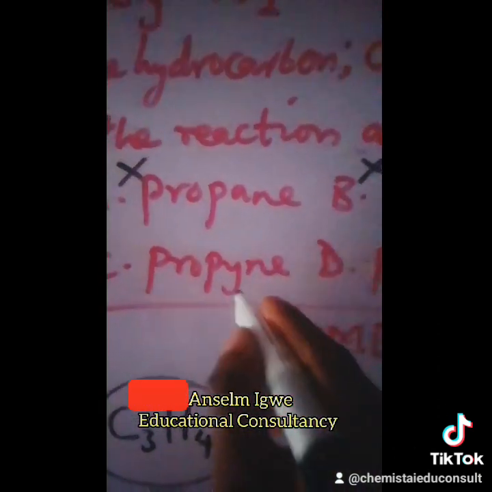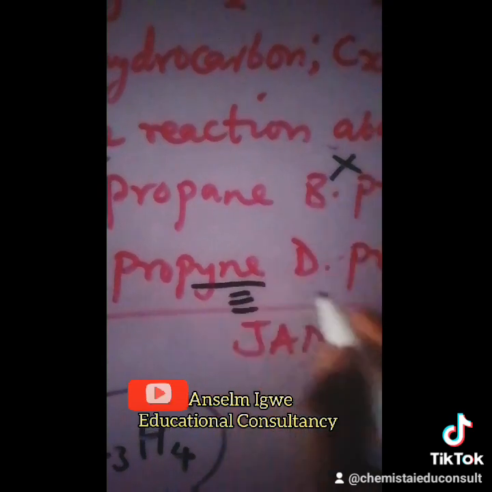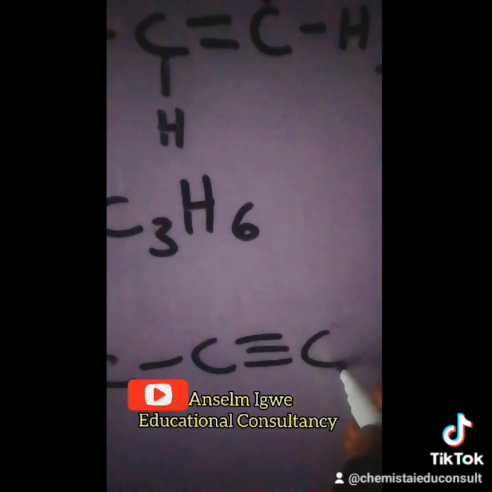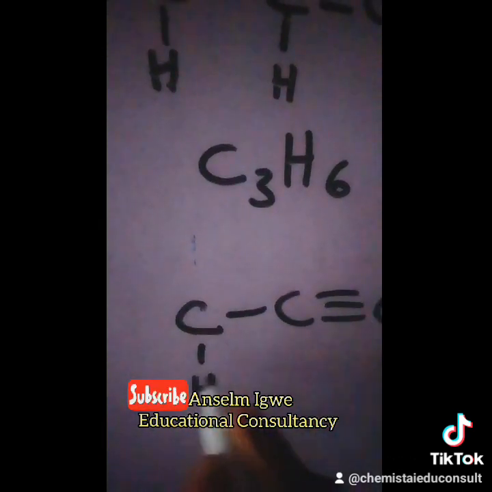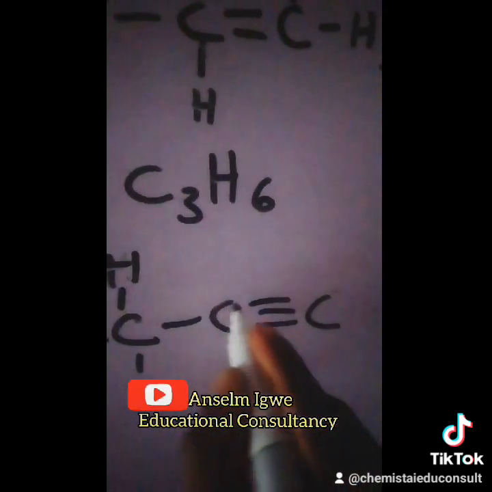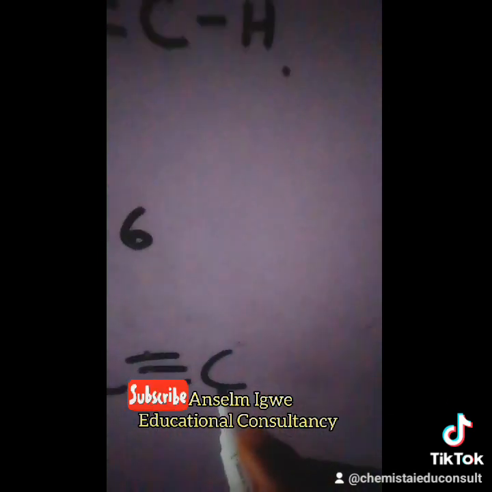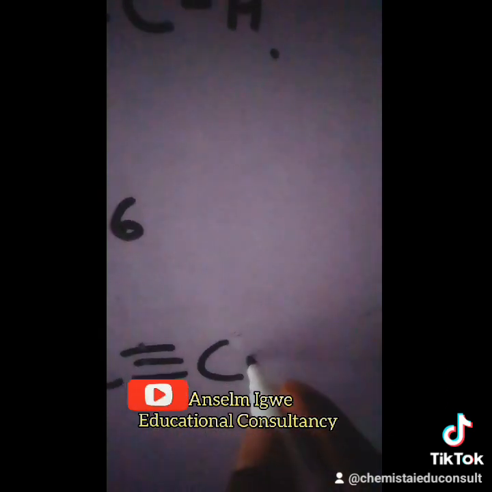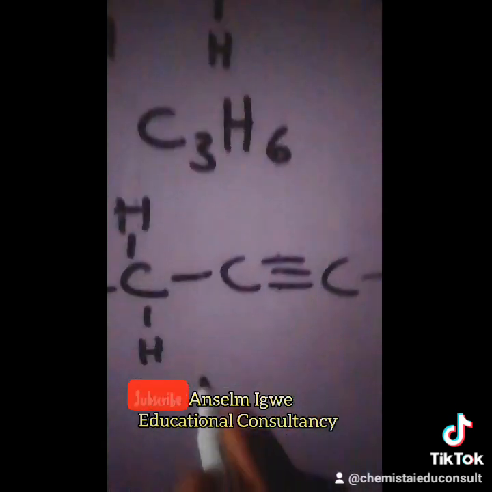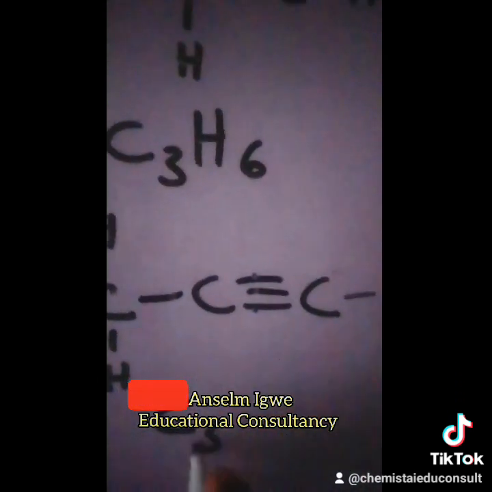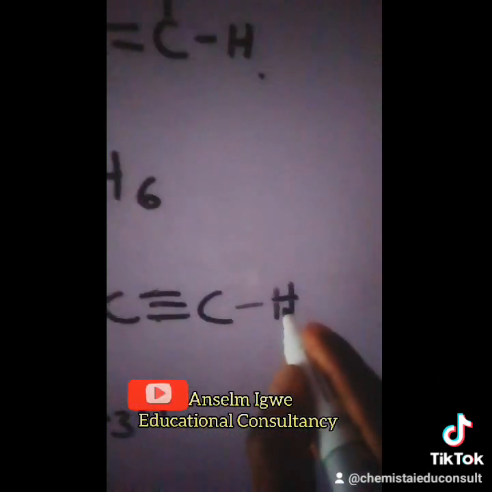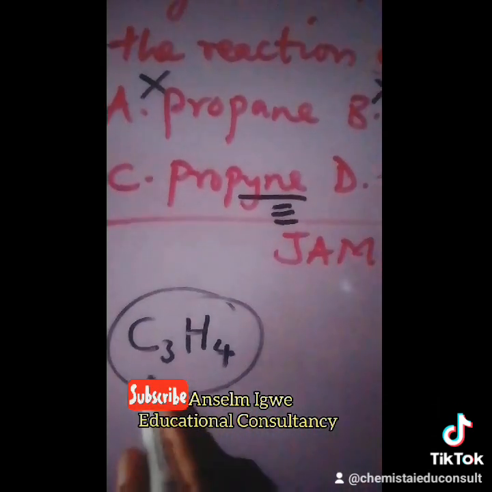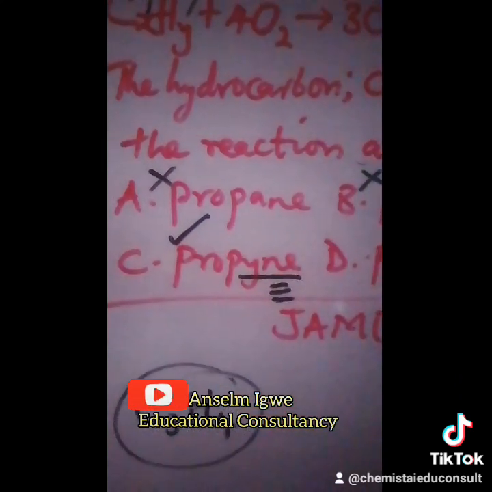Let's move to propine. YNE means triple bond. So that is C, triple bond C. We fill in the hydrogen, 1, 2, 3. This carbon has already satisfied its tetravalency, meaning that it has 1, 2, 3, 4 bonds surrounding it. But this carbon has not. It has only 3 bonds. We give it 1 bond and hydrogen. So this corresponds to C3, H 1, 2, 3, 4. C3H4. See, C3H4. Propine is the answer.